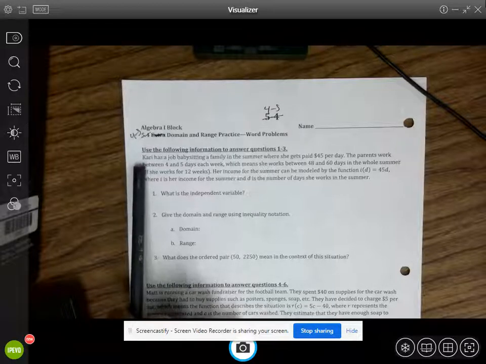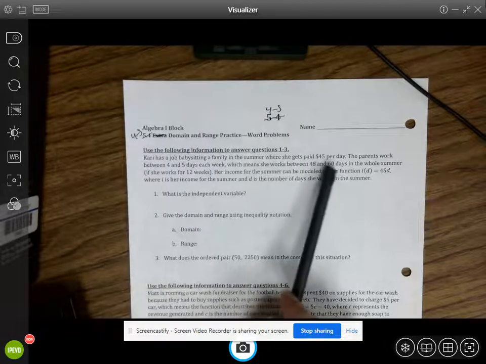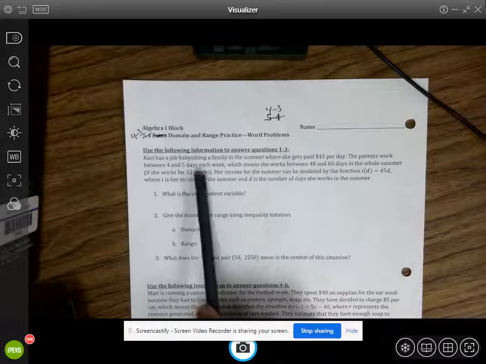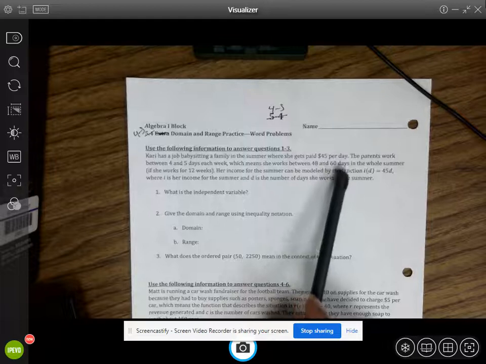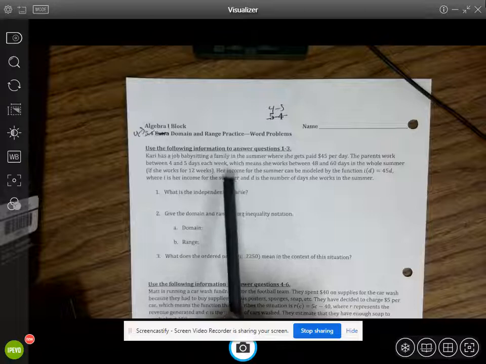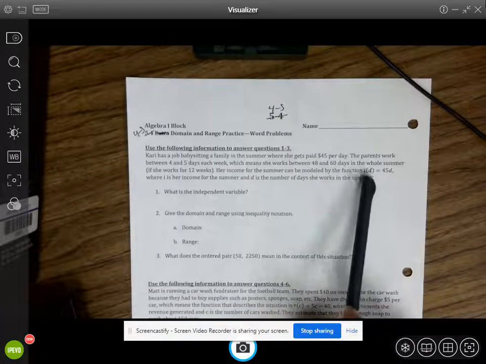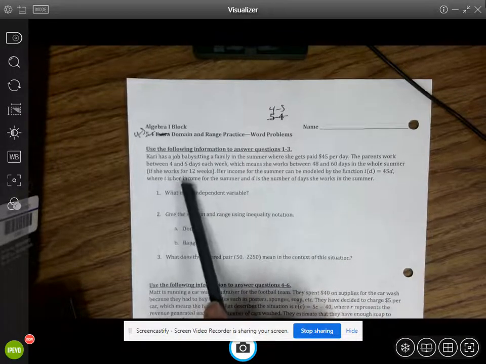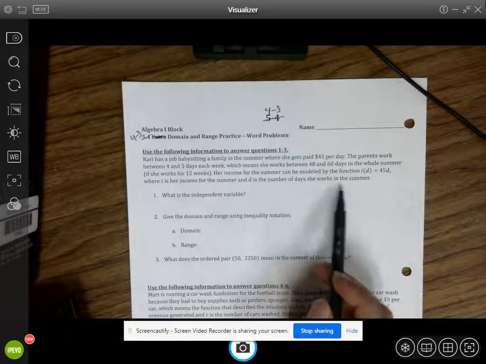So it says that Carrie has a job babysitting a family in the summer where she gets paid $45 per day. The parents work between 4 and 5 days each week, which means she works between 48 and 60 days in the whole summer if she works for 12 weeks. Her income for the summer can be modeled by the function I of D is equal to 45D, where I is her income and D is the number of days she worked in the summer.